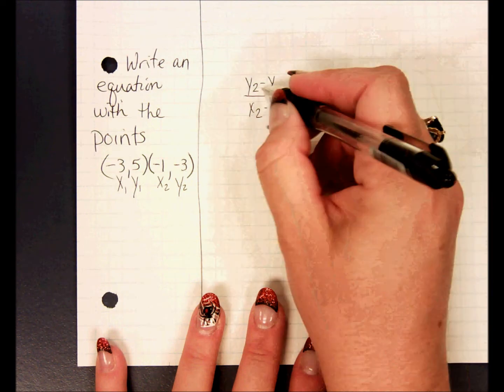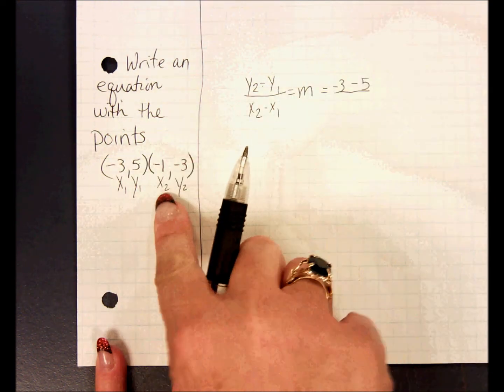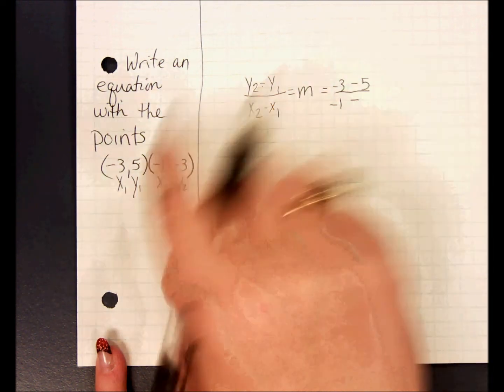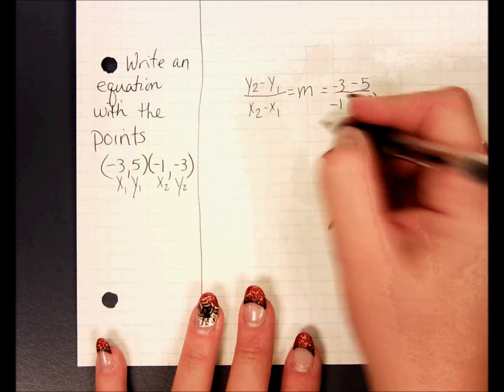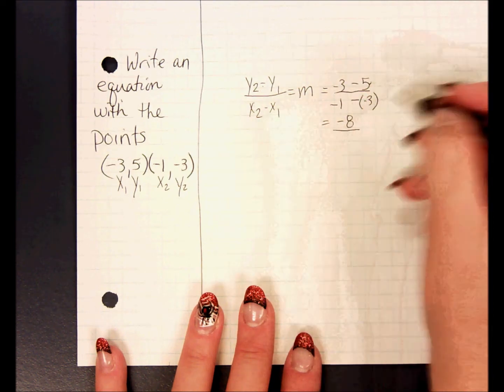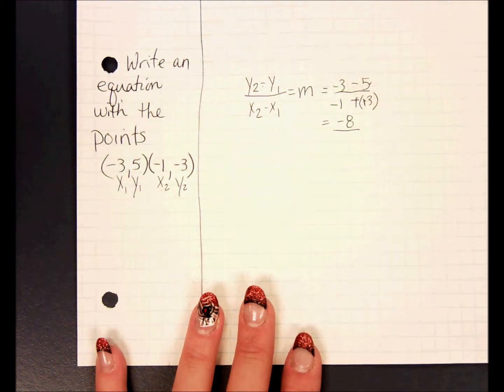Oops. Minus, what's my y1? 5. x2, negative 1, minus x1, negative 3. Negative 3 and negative 5 is negative 8. Here's a minus minus, so this is a plus. One's positive, one's negative, we subtract.